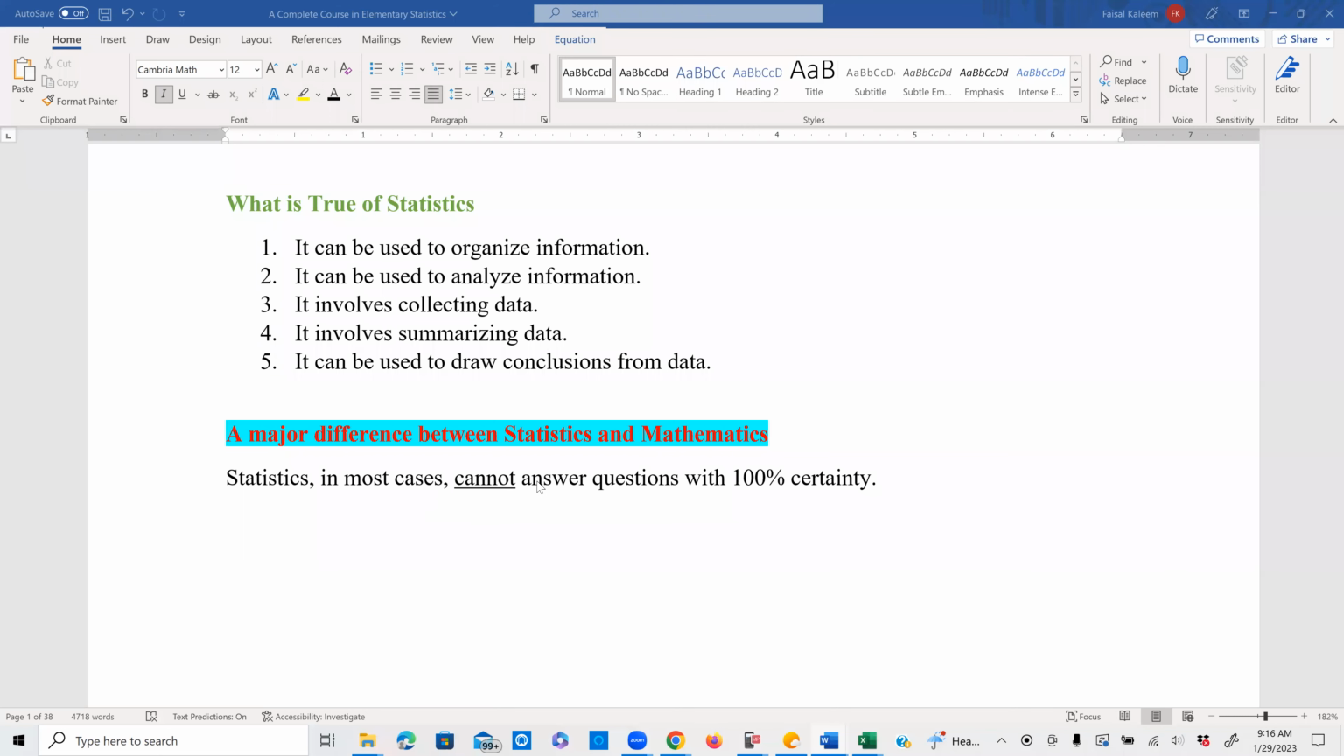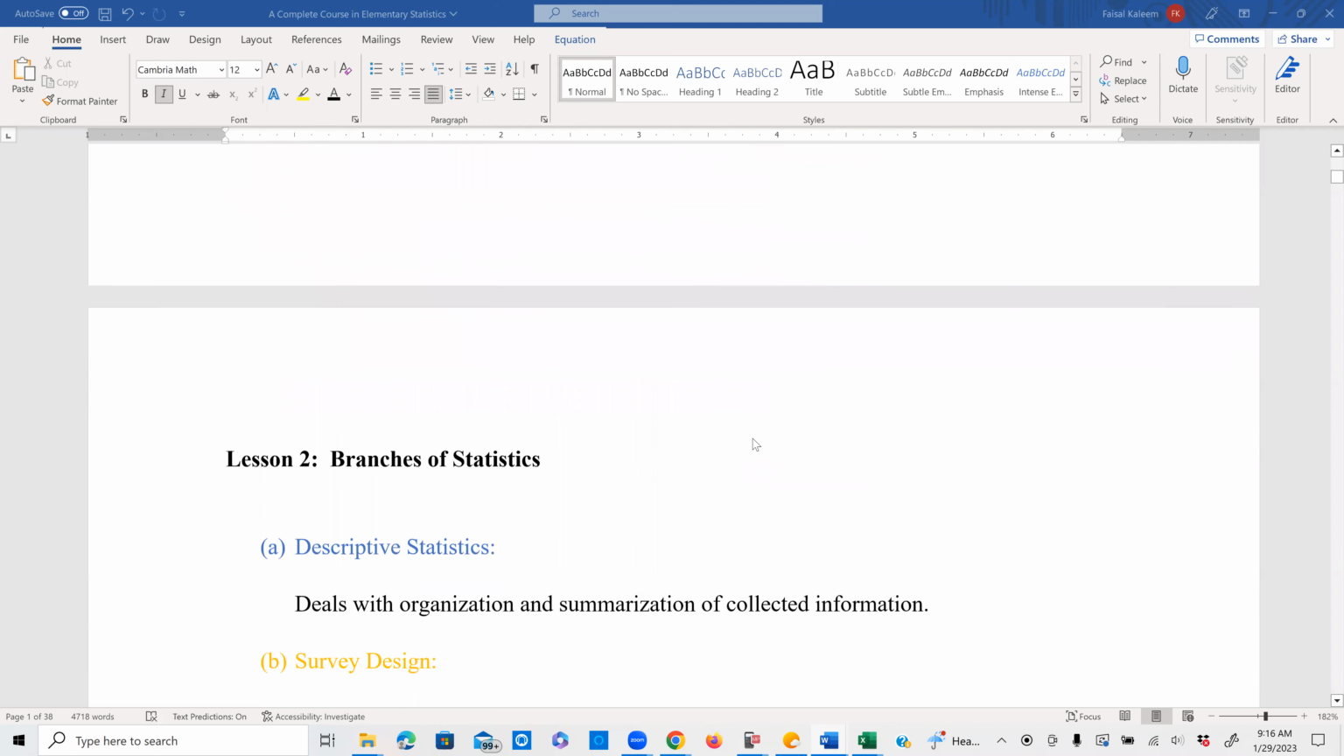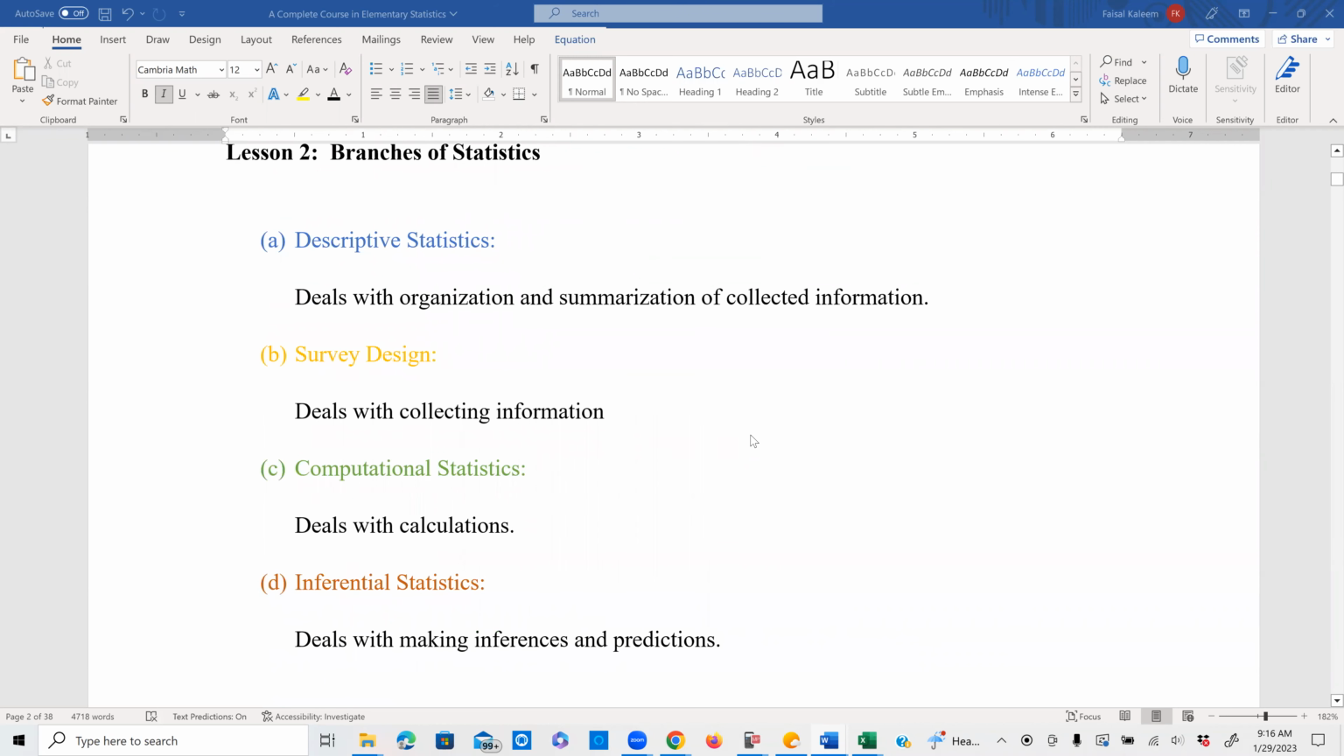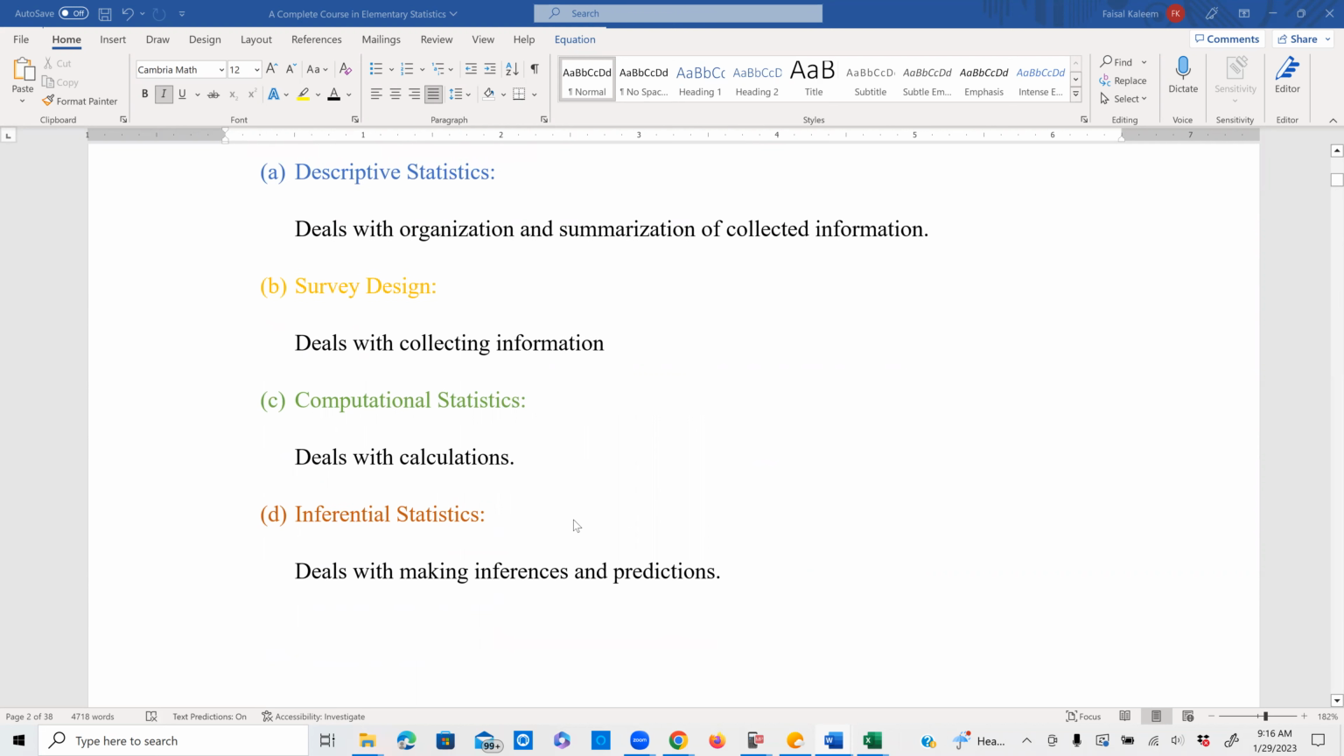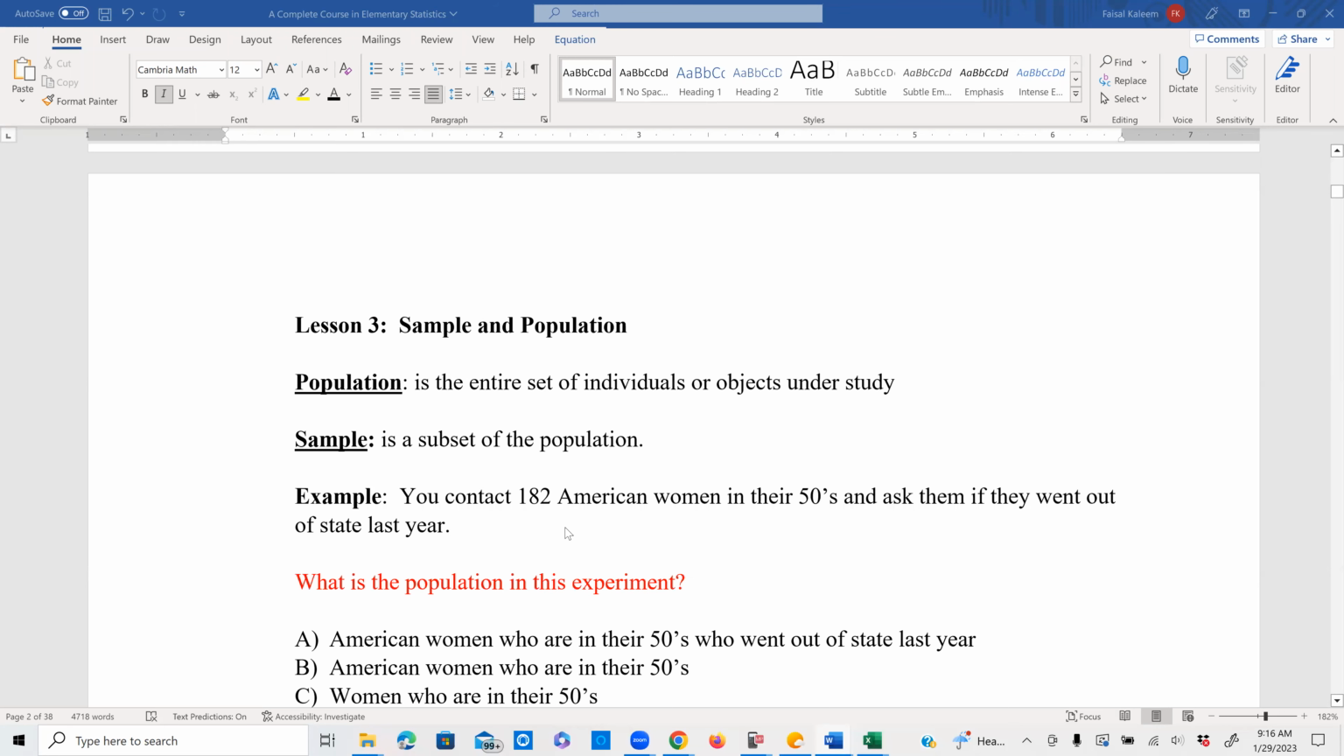A major difference between stats and maths is that stats does not usually answer questions with 100% certainty. Branches of statistics. Descriptive statistics is the branch that deals with summarization and organization of collected information. Survey deals with collecting information. Computational deals with calculations, and inferential deals with making inferences and predictions.